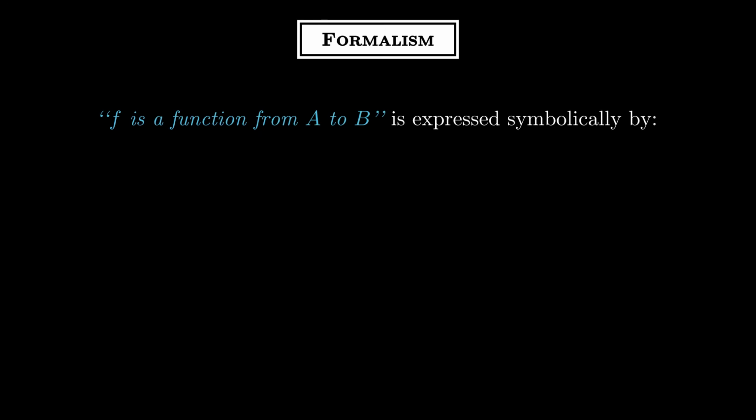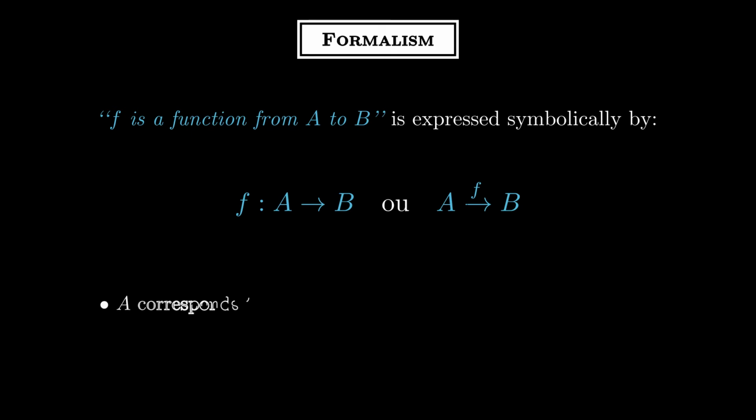Let's go for some formalism. Like I've told you, we have to mention the sets for the function if possible. So f is a function from A to B, which is expressed symbolically in these two ways. These are equivalent and should be easy to understand. So f designates the function and the arrow designates the mapping from one set to another.